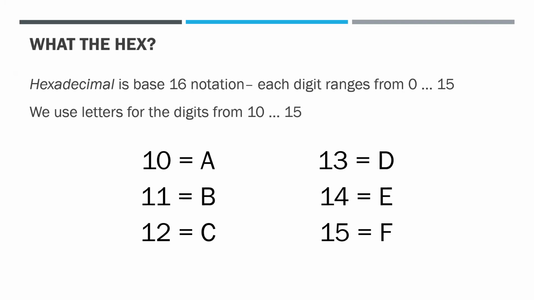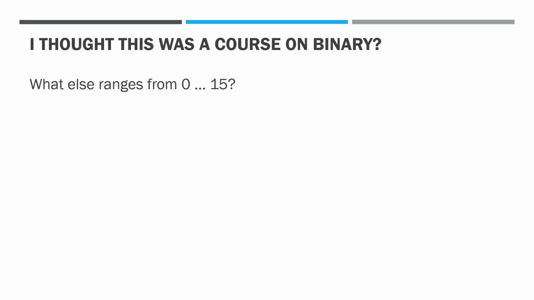Cool. But I thought this was a course on binary. Why are we talking about hexadecimal? Okay. What else has a range from 0 to 15? I already talked about it, right? Those 4-bit values that we were talking about for some of our simple examples, right? Unsigned 4-bit values range from 0 to 15. Right?